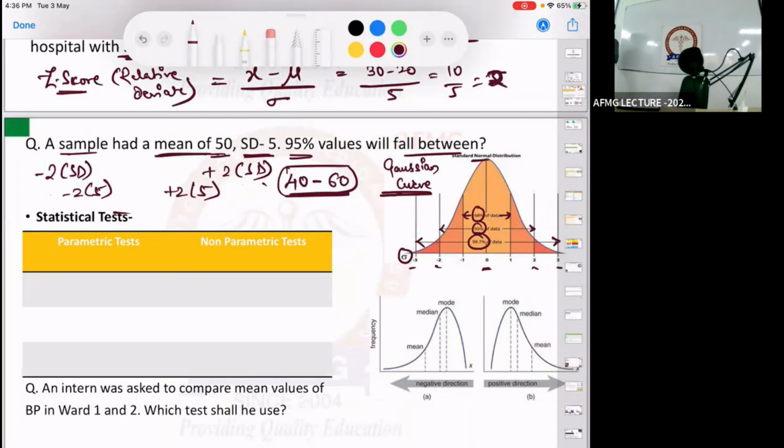95% of values will lie between 40 to 60. And 99.7% of values will lie between minus 3 standard deviation to plus 3 standard deviation. That means 35 to 65. No issues with this, anybody? I hope so. Let's move further.